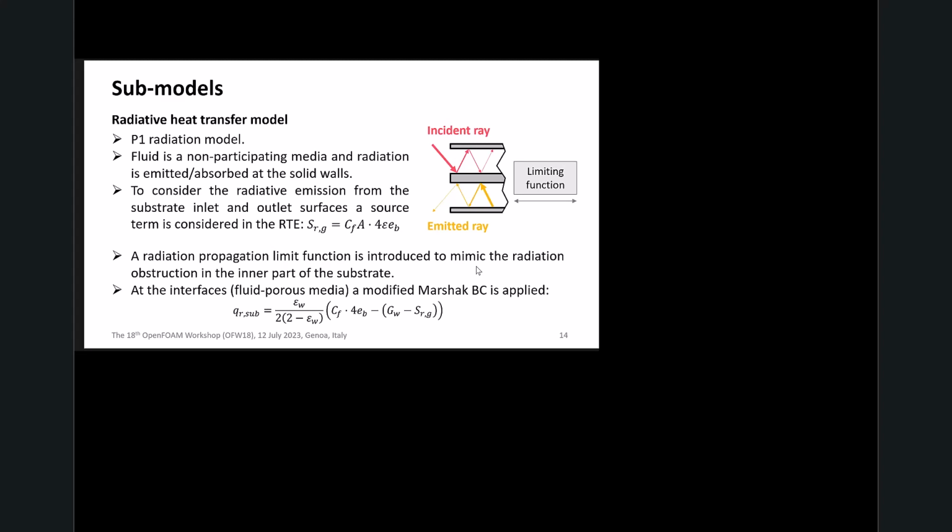To consider instead the radiative emission from the inlet and outlet surfaces of the catalyst, a proper source term is considered in the radiative transfer equation in the fluid domain. In the catalyst, to mimic the radiation obstruction inside the channels of the catalyst itself, a proper limitation function is introduced. At the interface between the fluid and porous media, a modified Marshak boundary condition is applied. Consider that we added a source term in the radiative transfer equation of the fluid.